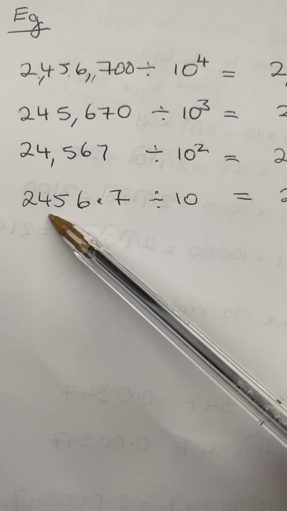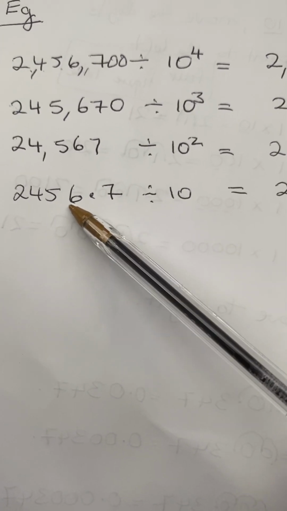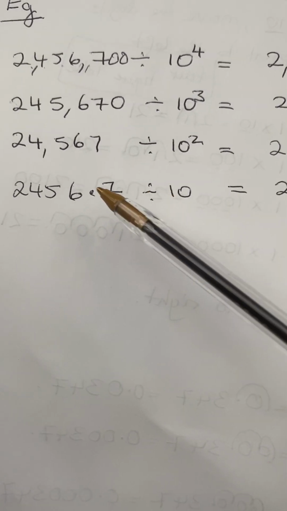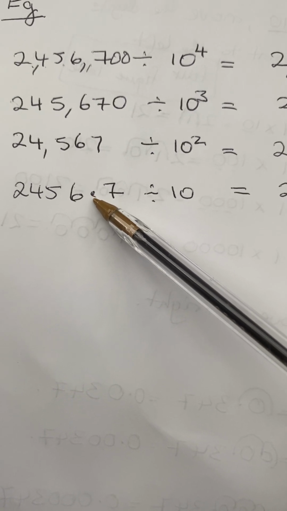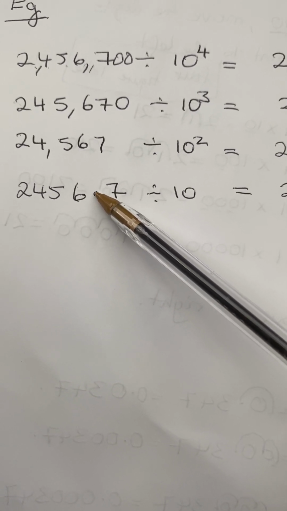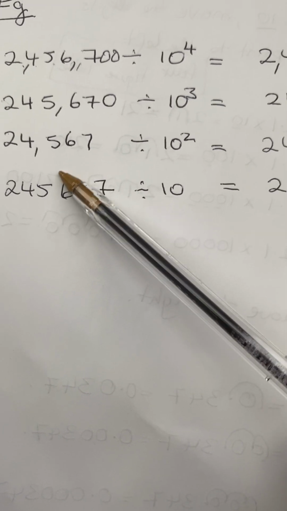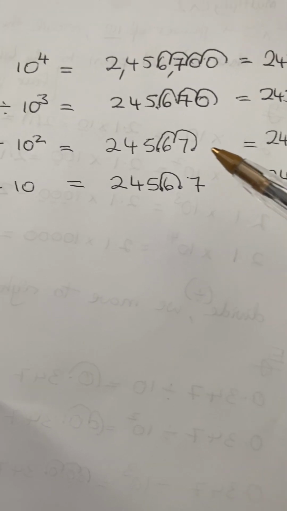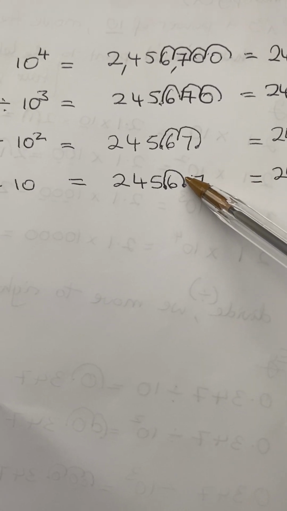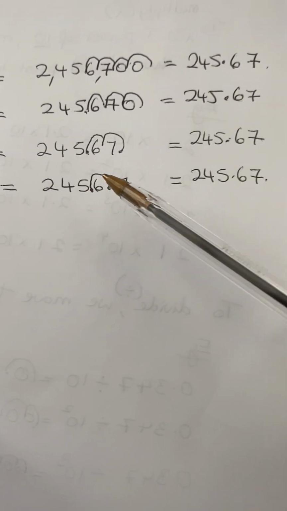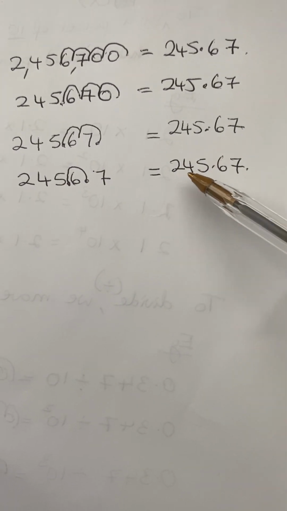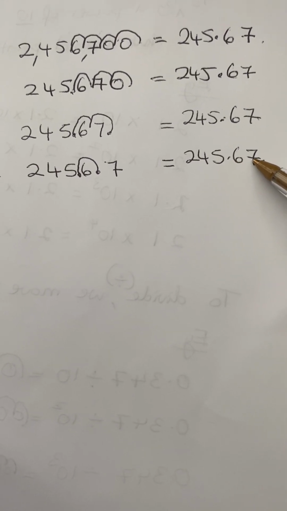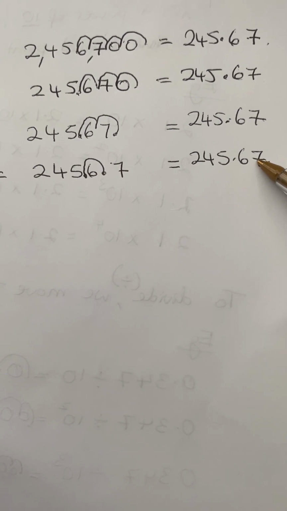The third one here is 2456.7 divided by 10. So here the decimal is between 6 and 7. So we need to move it backwards 1 because 10 is just a 0. So we've moved this backwards by 1. So our new number will be 245.67.